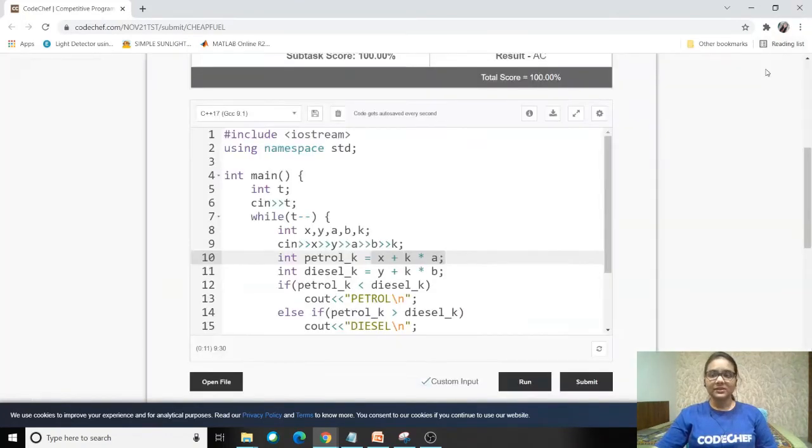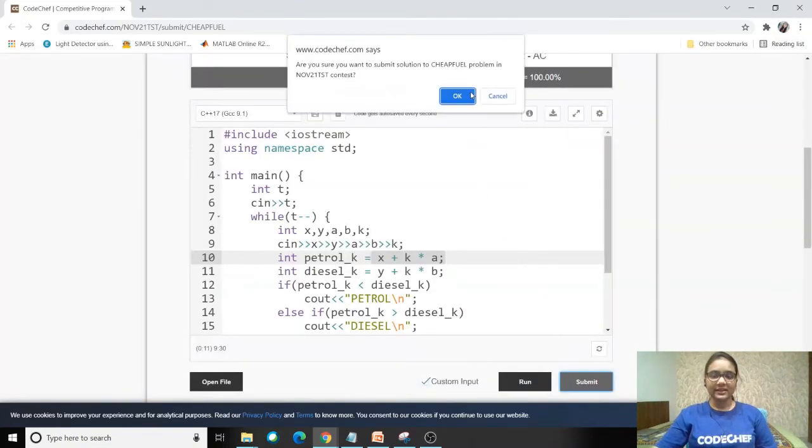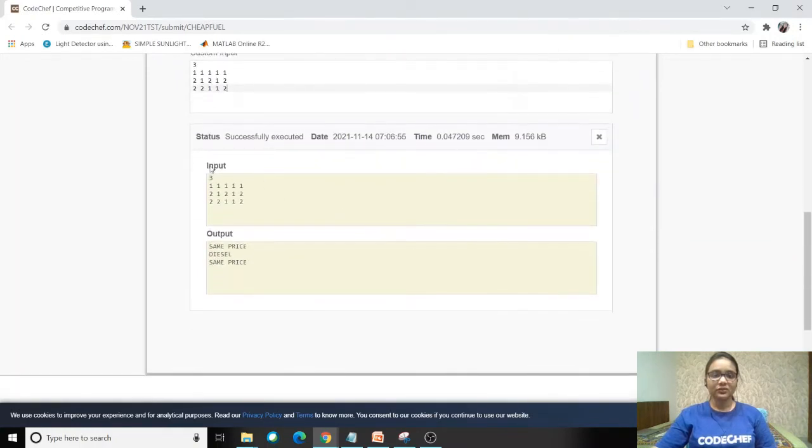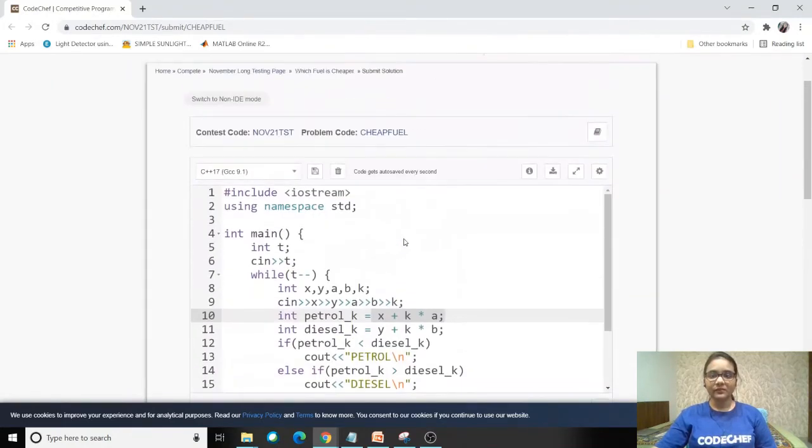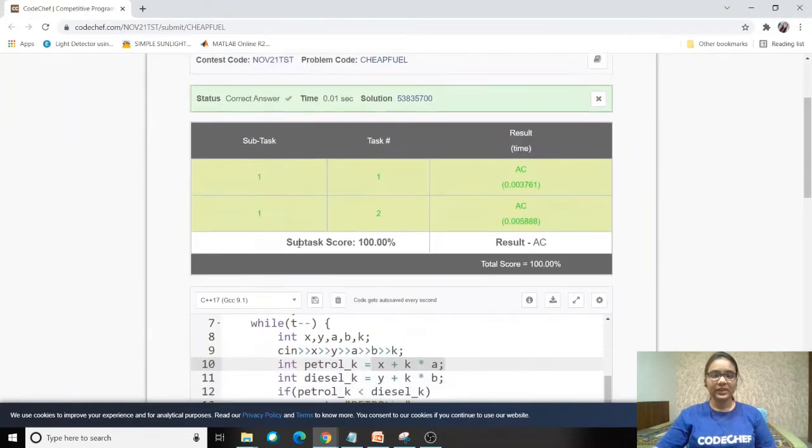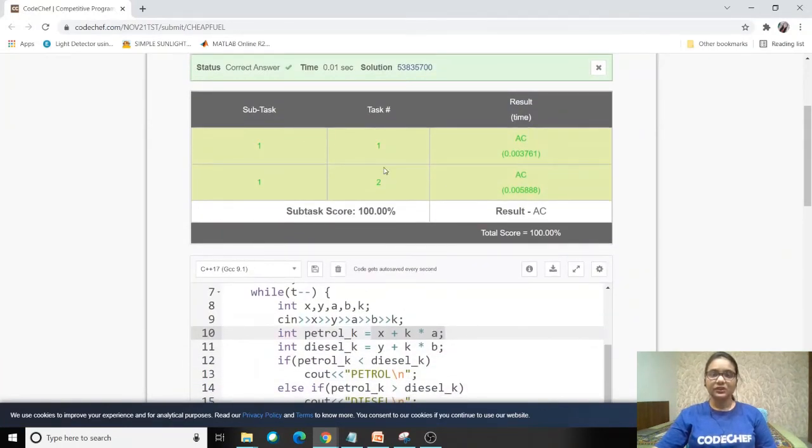Then let us submit this code and see if it is getting accepted. I have also used these test cases which were given in the problem statement, and they are giving the correct output to me. So I think we are good to go. So we are getting the accepted answer. So this is the code in C++.